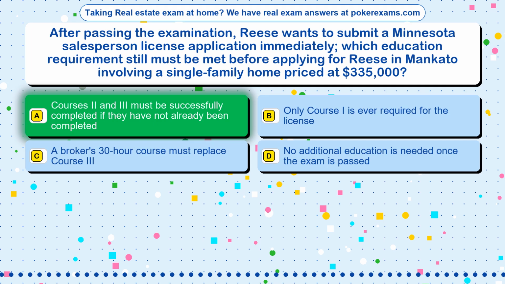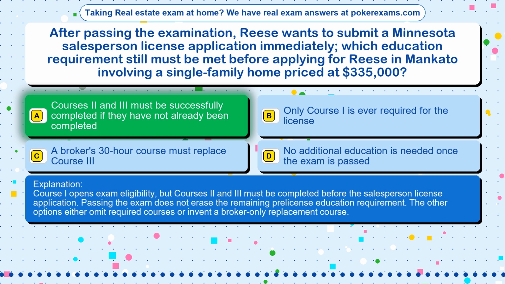The correct answer is option A. Courses 2 and 3 must be successfully completed if they have not already been completed. Course I opens exam eligibility, but courses 2 and 3 must be completed before the salesperson license application. Passing the exam does not erase the remaining pre-license education requirement. The other options either omit required courses or invent a broker-only replacement course.